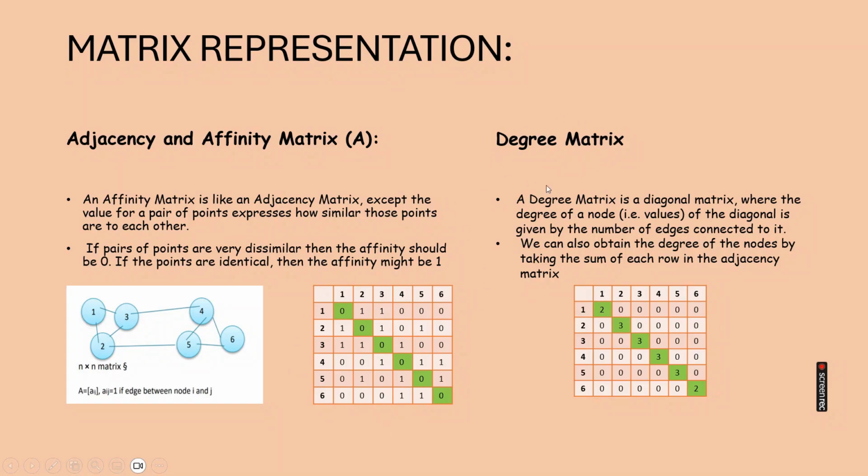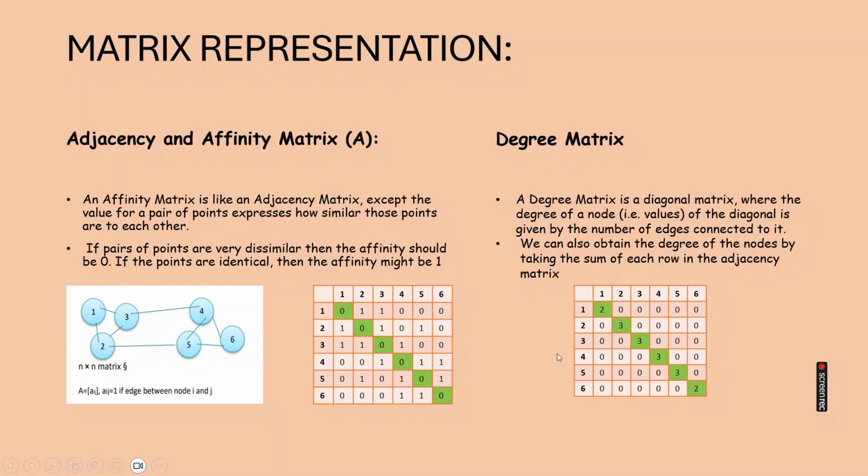Then the degree matrix. The degree matrix is a diagonal matrix in which we specify the degree by summing up the rows of the node. For example, for node 1, we sum up all the values: 0 plus 1 plus 1 plus 0 plus 0 plus 0. Then we get the degree of this node, which is equal to 2. So this 2 is the degree of node 1. Likewise, we can find the degree of all the nodes till 6. So we found the degree matrix.